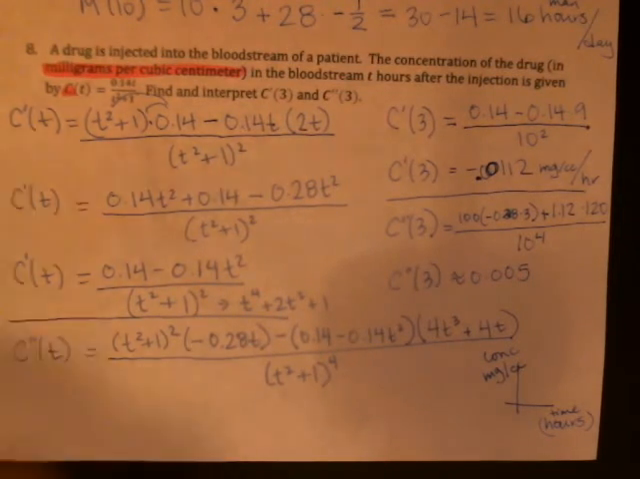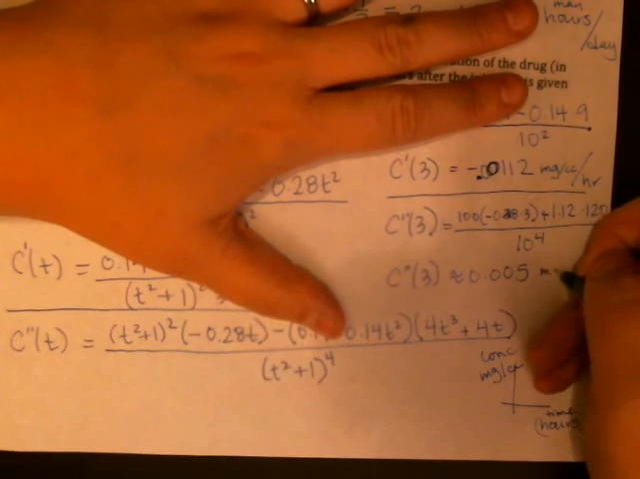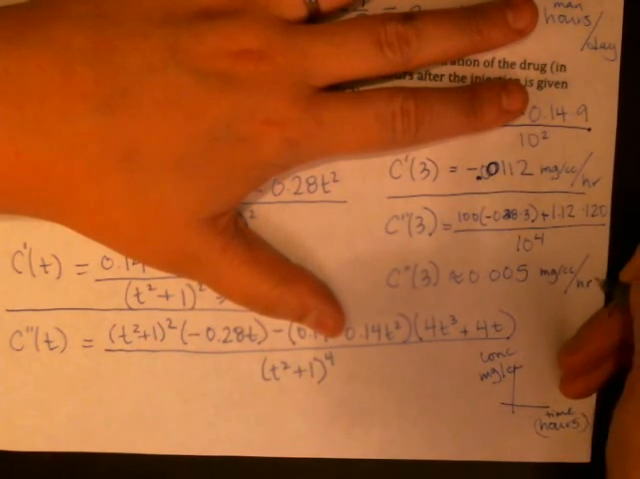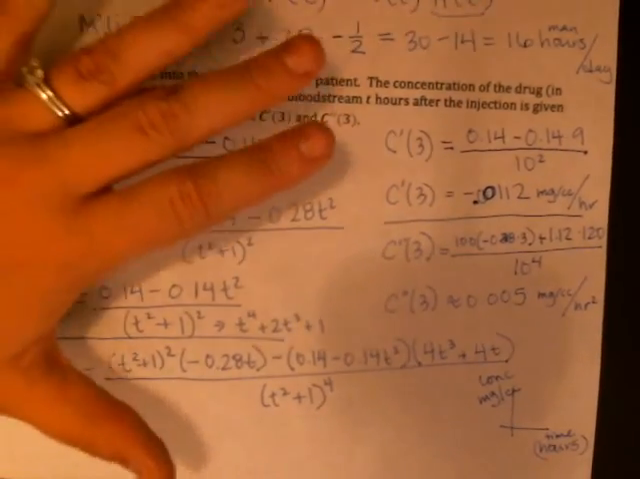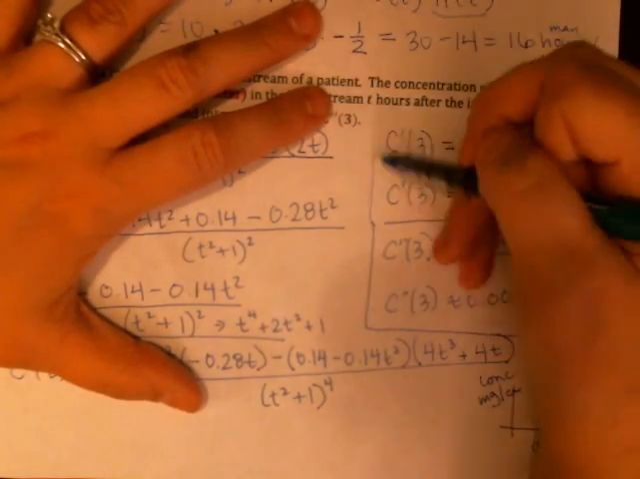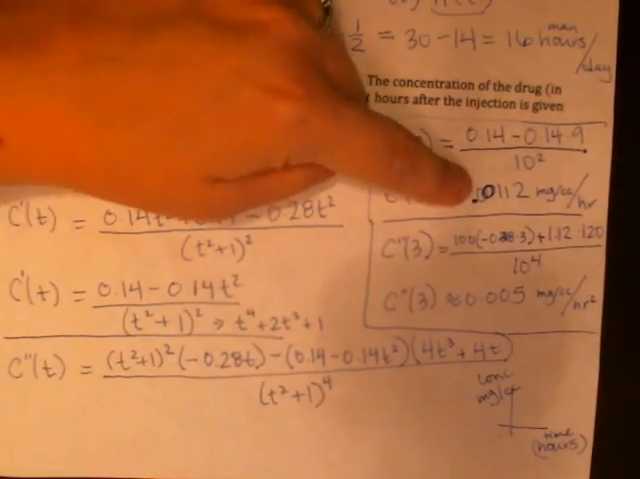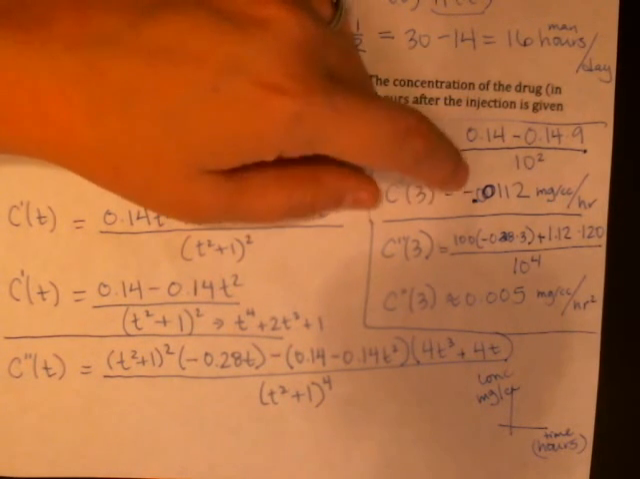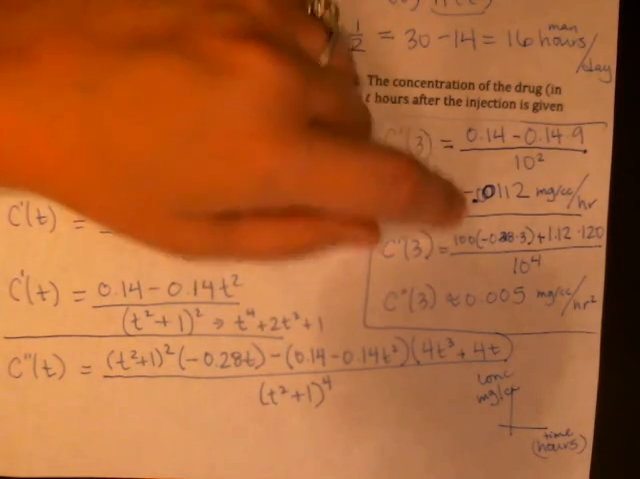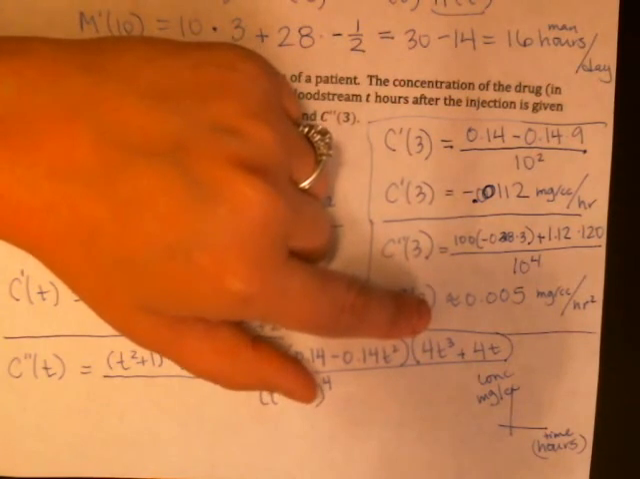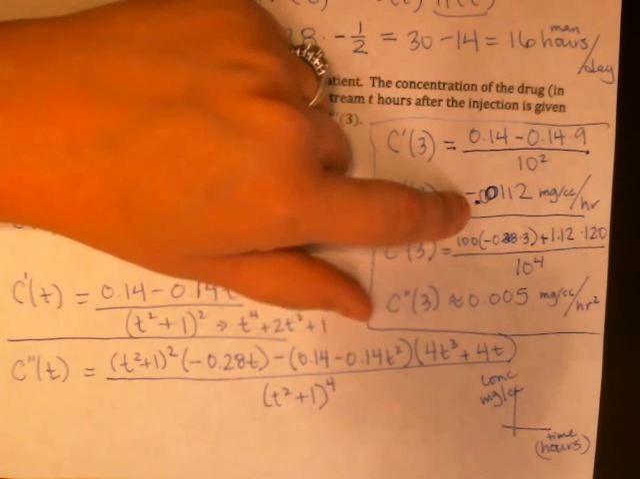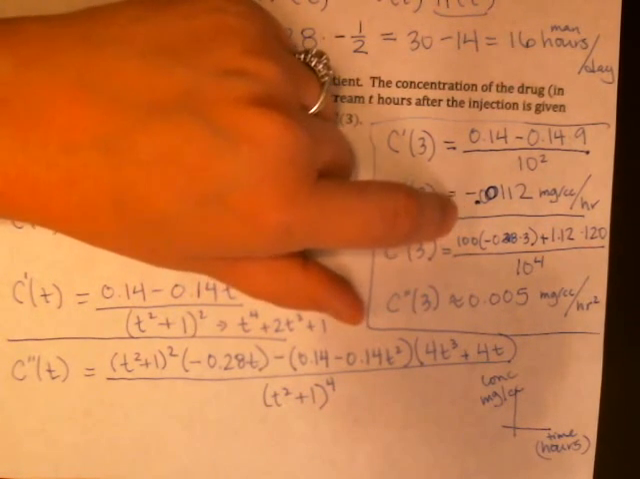The second derivative is going to be milligrams per cubic centimeter per hour squared. So this is telling me how fast the rate of change is changing. So we're expecting the concentration to decrease, but this is saying that it's decreasing at an increasing rate. So we expect this to go up by about 0.005.